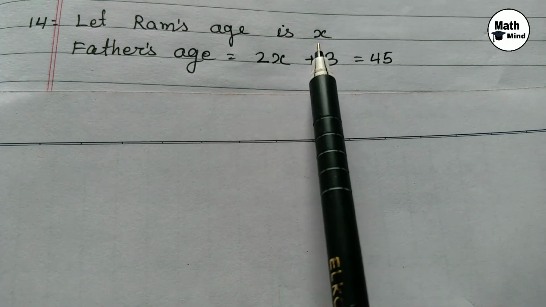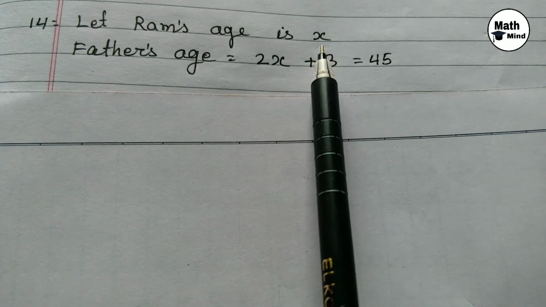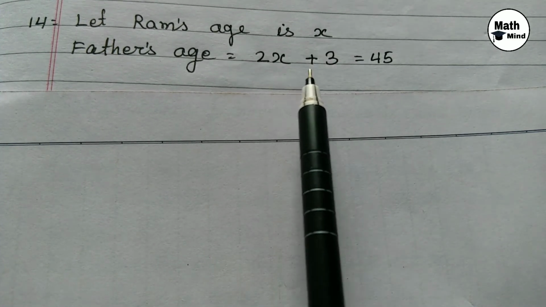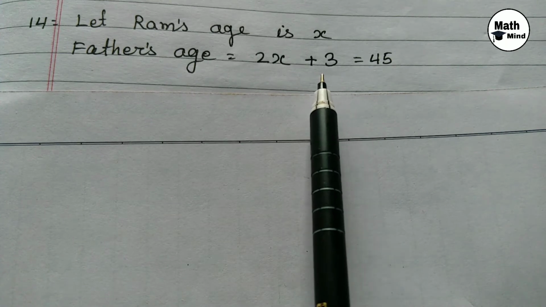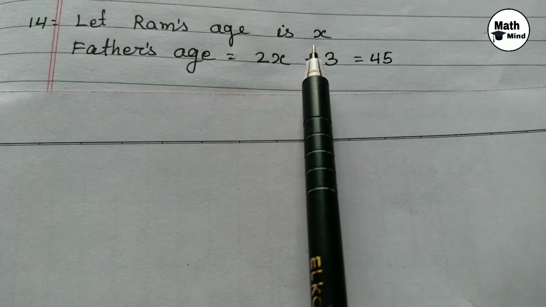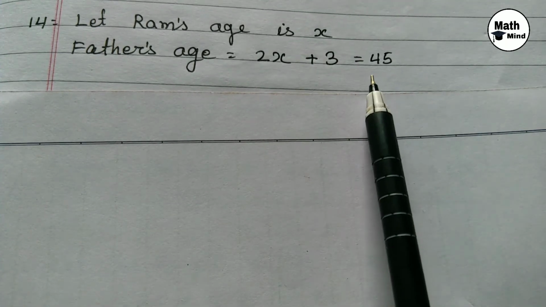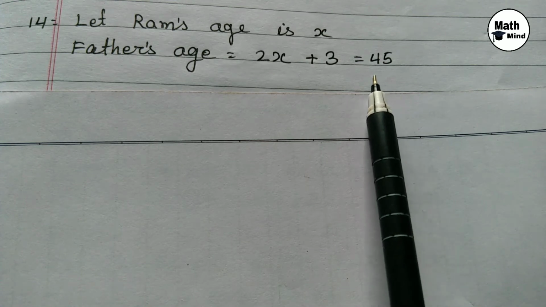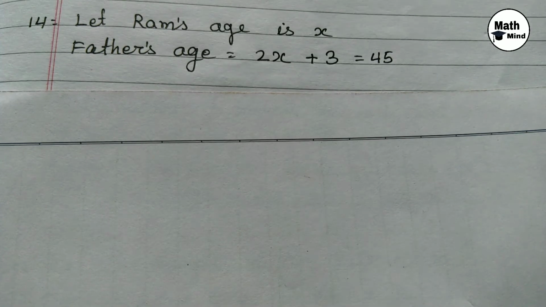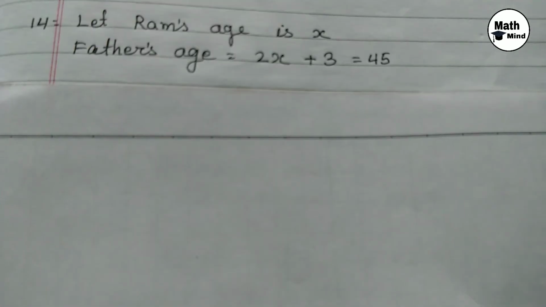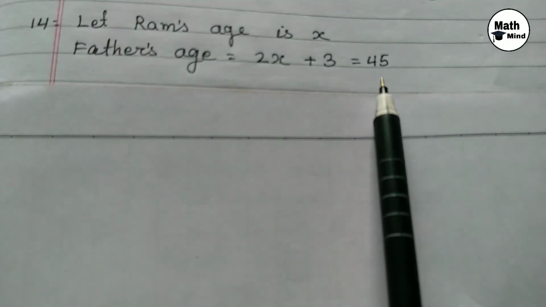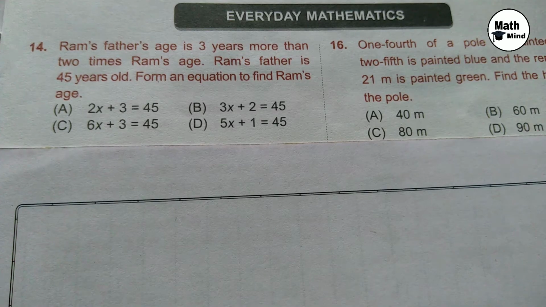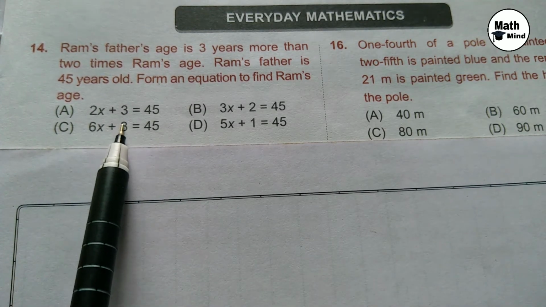His father's age is 2 times Ram's age plus 3. Ram's age is x, 2 times Ram's age is 2x, plus 3, it means 3 more than 2 times Ram's age. In the other sentence, it is given Ram's father's age is 45 years. Hence, both are equal. Equation formed: 2x plus 3 equal to 45. Option A is correct.